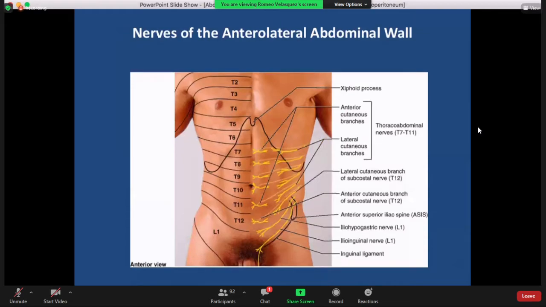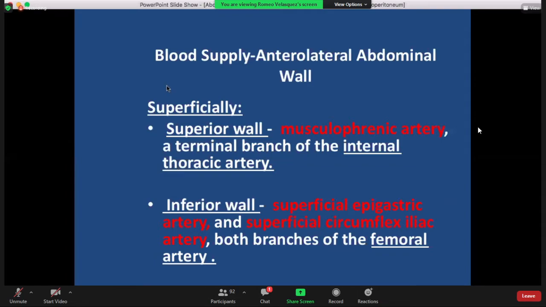Superimposed on surface anatomy landmarks. This is the dissected picture, and this is the surface anatomy superimposition. So the blood supply to the anterolateral abdominal wall.